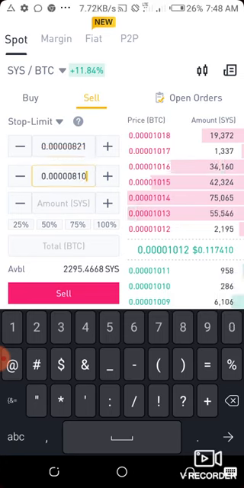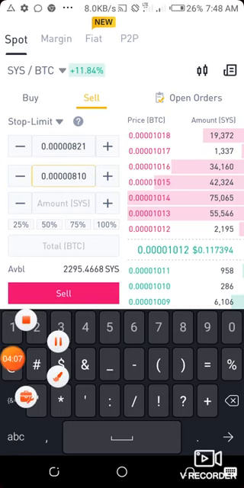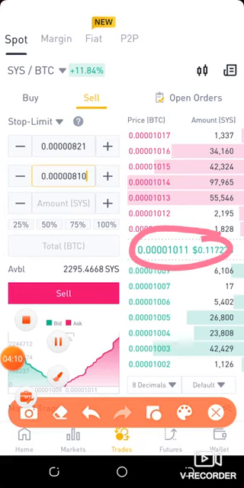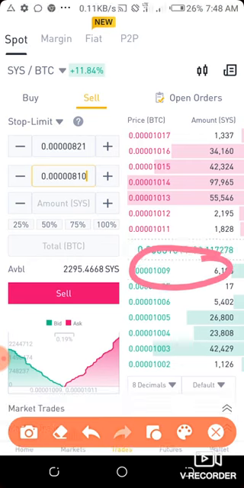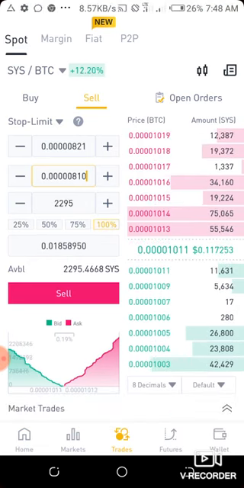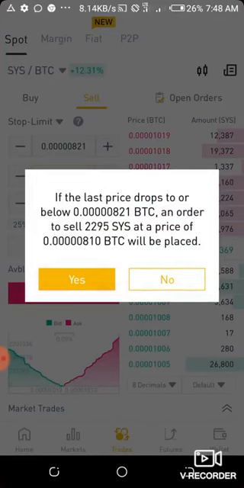What this simply means is that if SYS is currently trading at 1012, 1011 at the moment, what you are telling the computer is that if the price should drop down to 821 Satoshi, the computer should help you sell 100%. Click on 100% of your SYS at 810 Satoshi. Click on sell. You see the instruction. If the price drops to or below 821 Satoshi, an order to sell 2295 SYS at the price of 810 Satoshi will be placed.